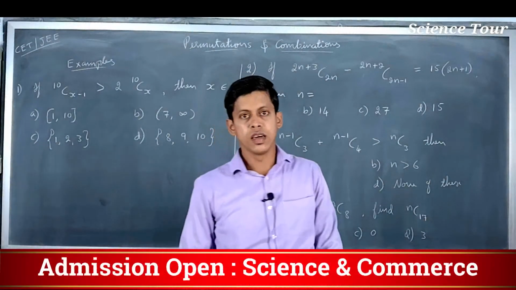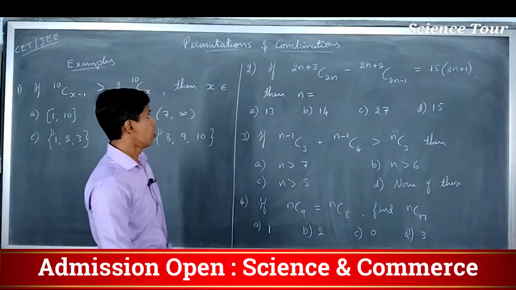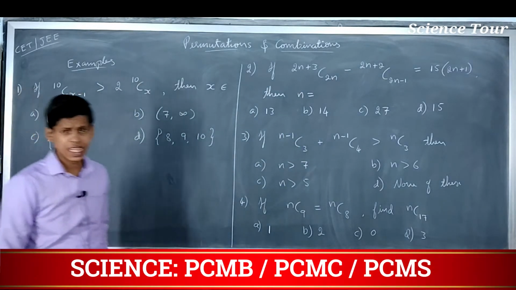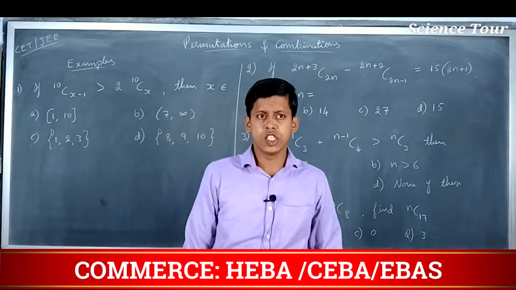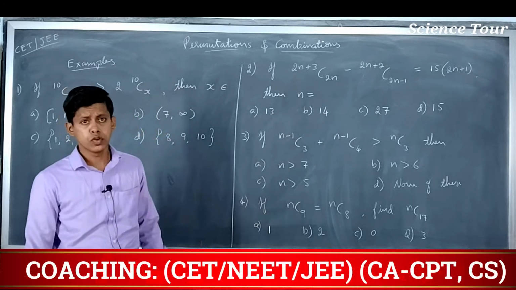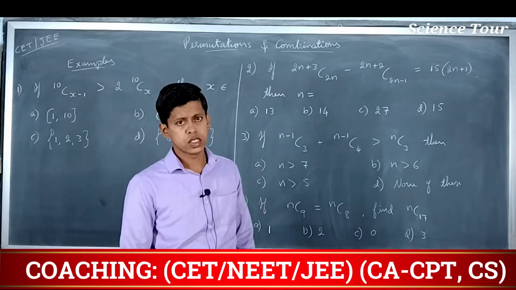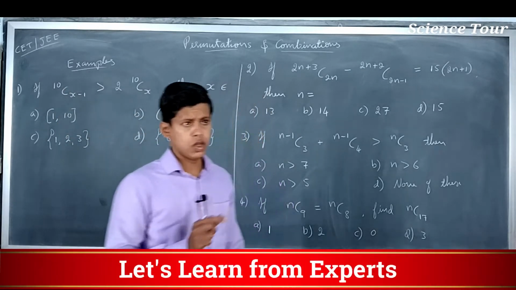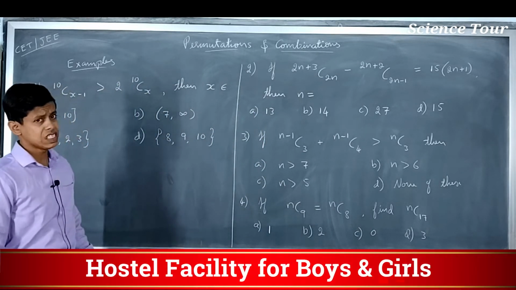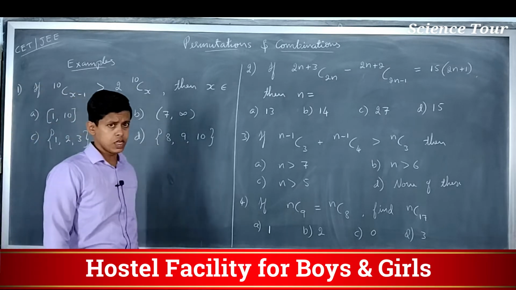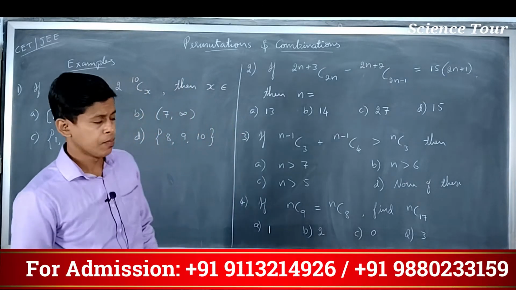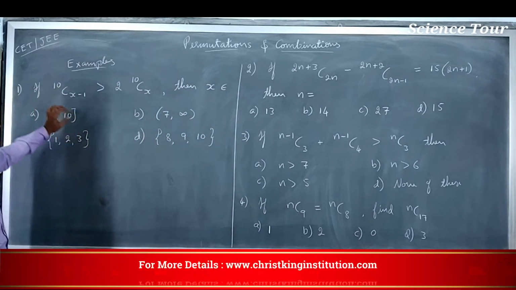Hello dear students, and welcome to CET JEE classes of permutations and combinations. Today in this class we are beginning with the examples of combinations. In the previous classes we understood the concept of combinations and a few important formulas related to nCr. As you already know, nCr stands for n factorial divided by r factorial into n minus r factorial. So let's begin with the first example.